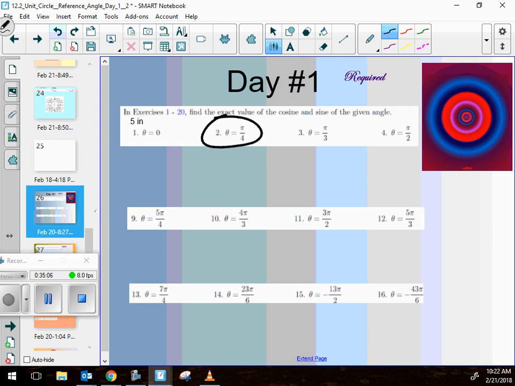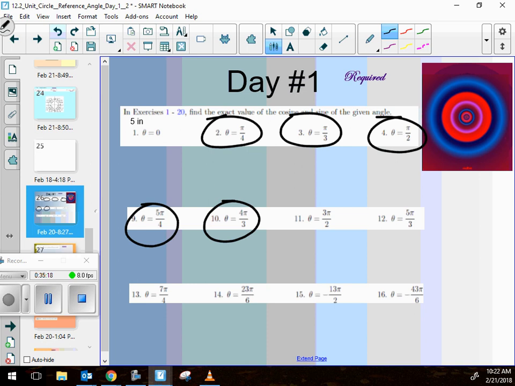And that's going to be this one, and this one, and this one, and this one. I don't think we need to do too many of these, so we'll go here. 7 pi over 4, and that's good, but 23 pi over 6. Now that's going to be like, what? Just count up a whole bunch of pi over 6s, and yes, you're going to go all the way around the circle more than once before you finally stop.